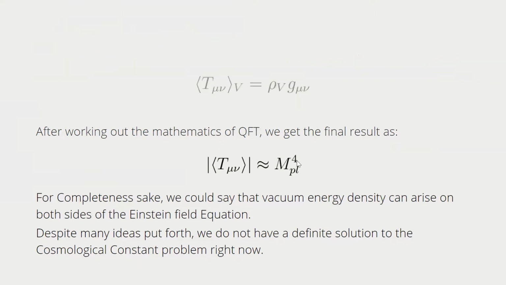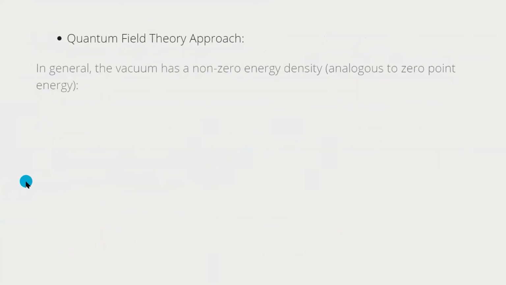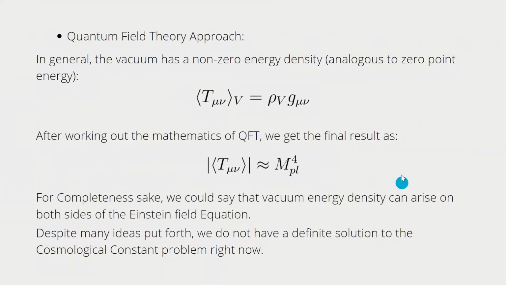And despite many ideas, we don't have a correct theory which predicts it. So yeah, it can originate on the left side as well as on the right hand side. Current experiments indicate that the cosmological constant or the vacuum energy density is not equal to zero, but it doesn't distinguish between the pure cosmological constant or the expectation value of the energy momentum tensor. So yeah, next.